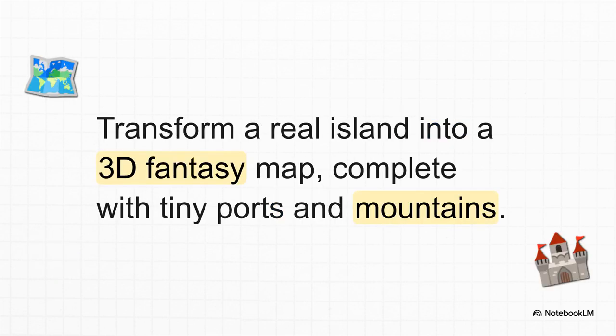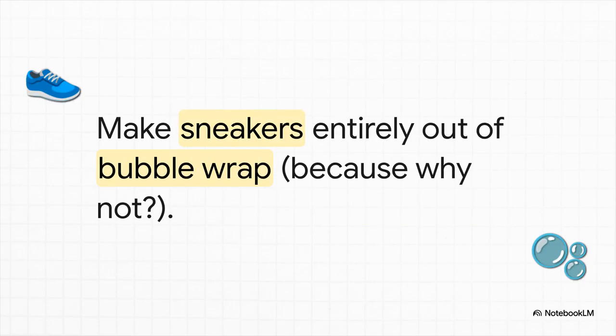Or, okay, how about something a little more epic? You can feed it a photo of a real island and have it transformed into this detailed 3D fantasy map filled with tiny ports and dramatic mountains. I mean, this would take a digital artist hours, maybe even days to create. And this is a perfect example of the model's playful side. Somebody prompted it to remake a pair of sneakers entirely out of bubble wrap. Why? Well, why not? It just goes to show you the only real limit here is your own creativity.